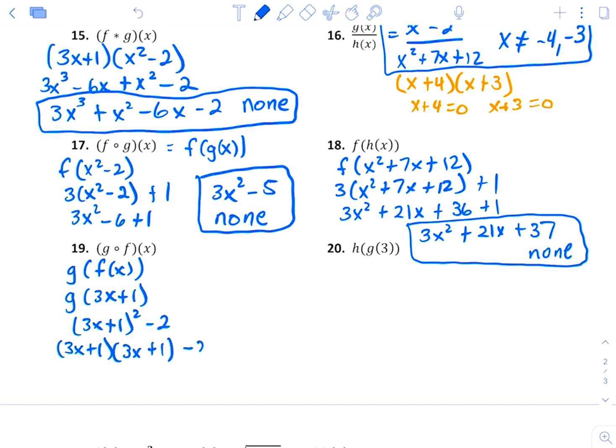And now that we have it written out like this, this tells me that I have to FOIL. So I'm going to take 3x times 3x, so 9x squared. 3x times 1 is 3x. 1 times 3x is another 3x. And 1 times 1 is 1. And then I have that minus 2 on the end. So now I'm just combining my like terms. So 9x squared plus 6x minus 1. Quadratic formula means I don't have any restrictions to worry about.